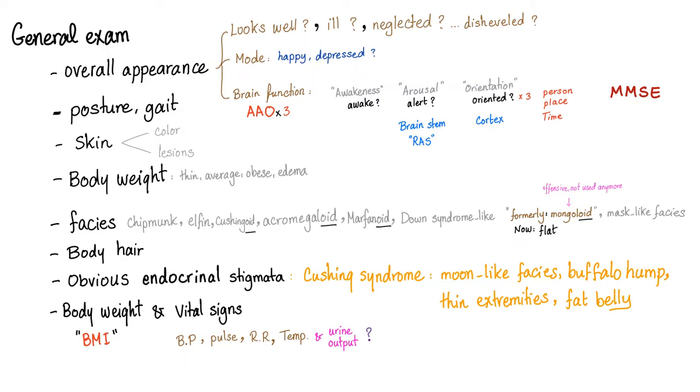Let me ask you a very important question. What if the patient opens her eyes, but she's not oriented? It means that her brainstem is normal. She has a problem in the cortex because she is aroused, she's opening her eyes, but she's not oriented. Brainstem is normal, cortex has problems.